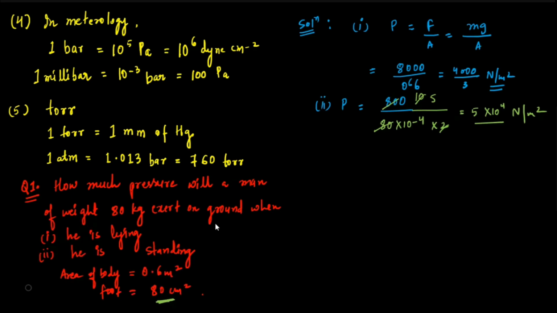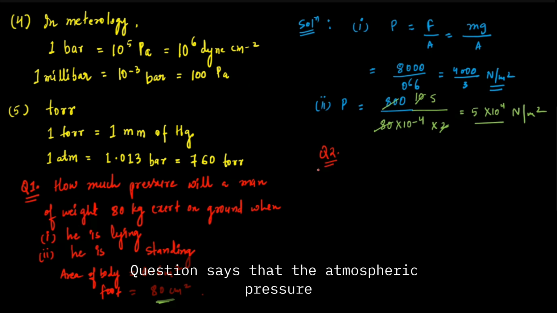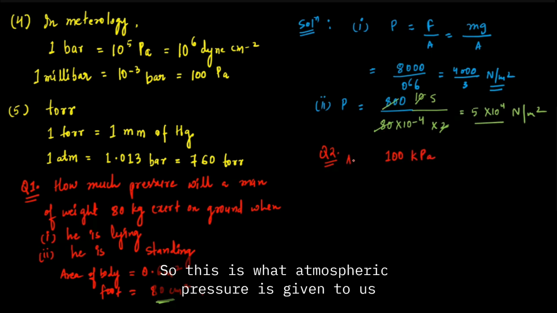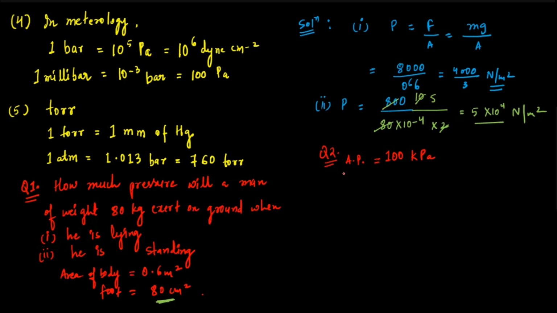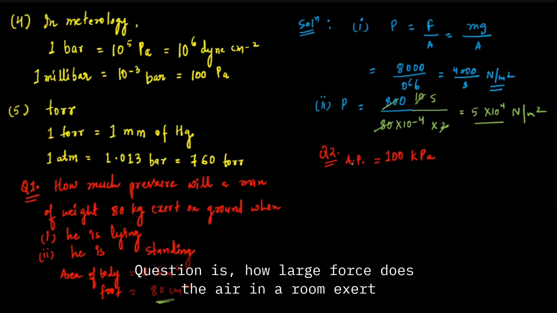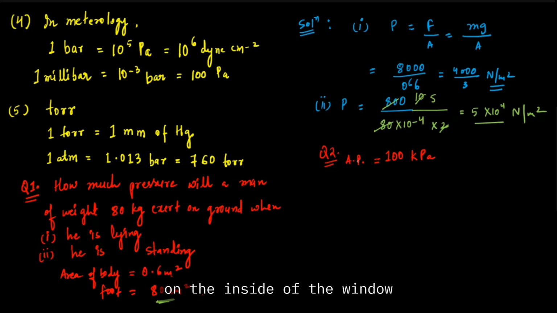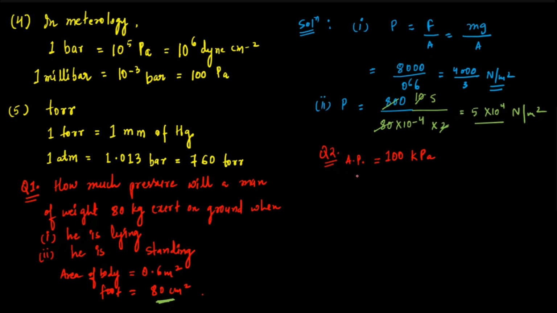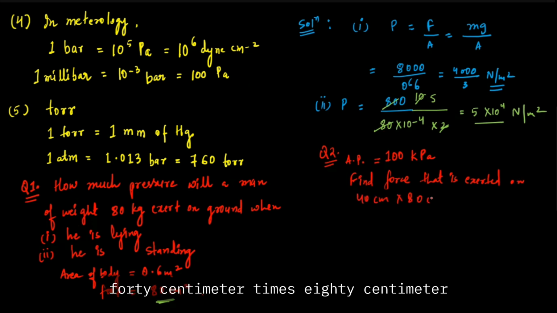One more question for you. The question says that the atmospheric pressure which is given to us is approximately 100 kilopascals. So this is the atmospheric pressure given to us. The question is: how large a force does the air in a room exert on the inside of the window, that is 40 centimeter times 80 centimeters? Find the force that is exerted on the 40 centimeter times 80 centimeter window.